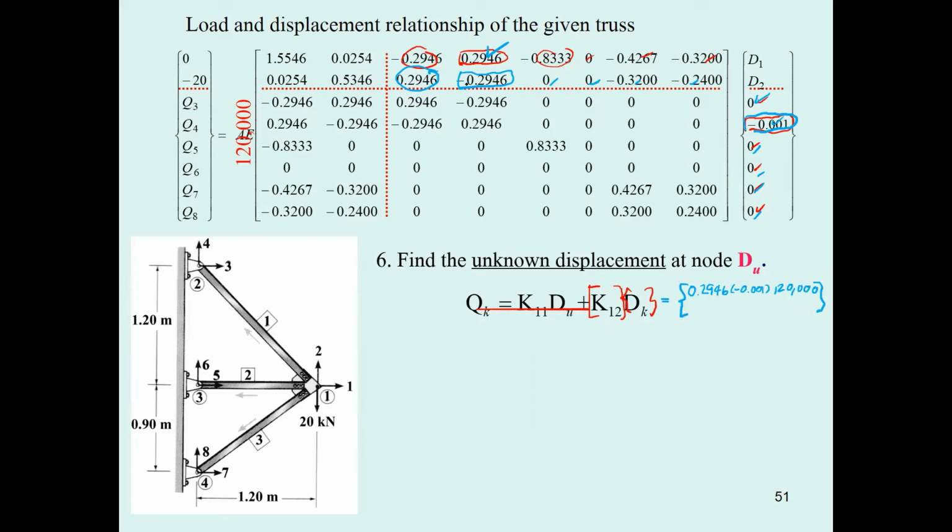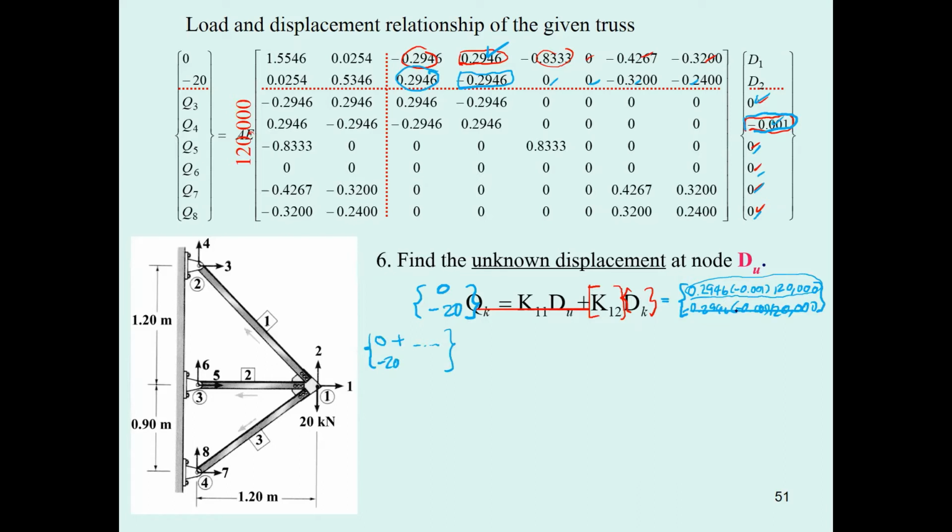And the second set is minus 0.2946 times minus 0.001. Okay, the top one is going to be negative, the bottom one going to be positive, and this one will provide forces. Those forces are going to interact with your Q sub K, which is 0 and minus 20. Okay, you just move this one, which is negative, to be plus over here. So it's going to be 0 plus that number, and then minus 20.